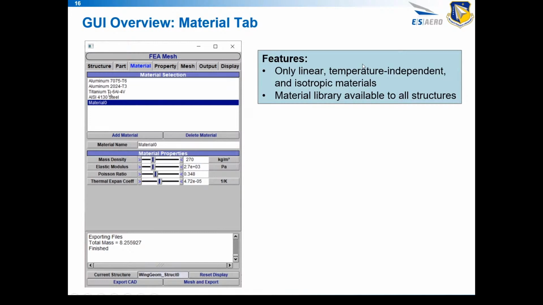We have just a couple of example default ones, but you could just click the Add Material button. They're specified by their mass density, elastic modulus, Poisson ratio, and the thermal expansion coefficient. Like I mentioned earlier, the units on these are going to be converted just however you set your unit system on the structure tab.